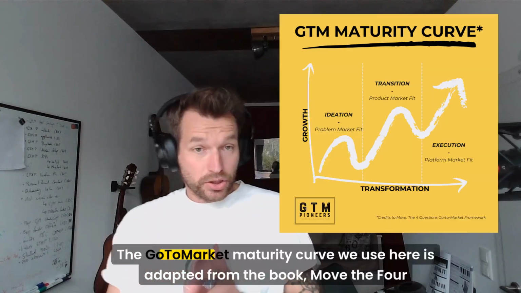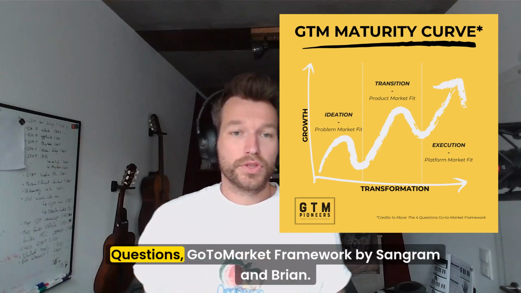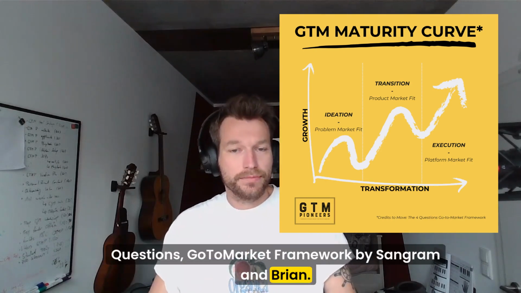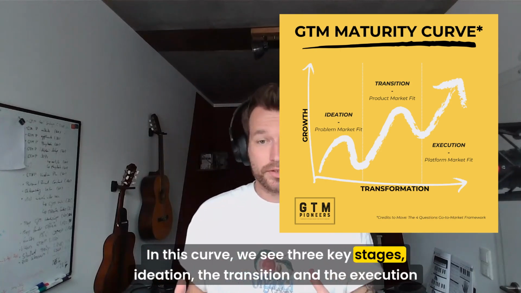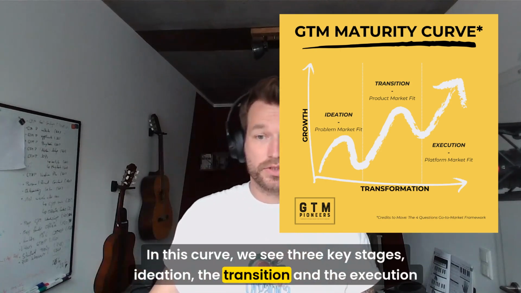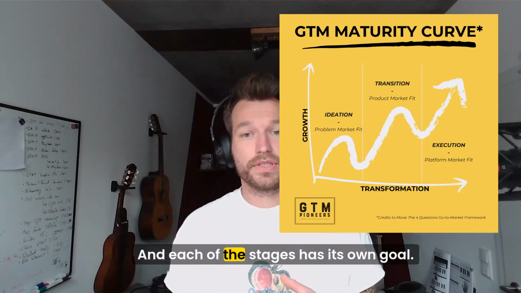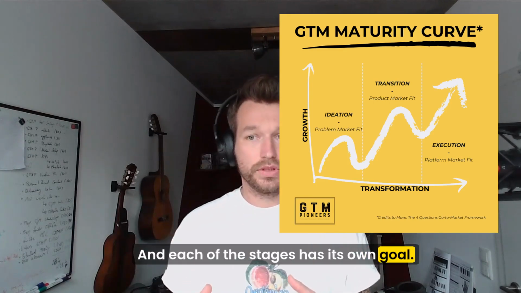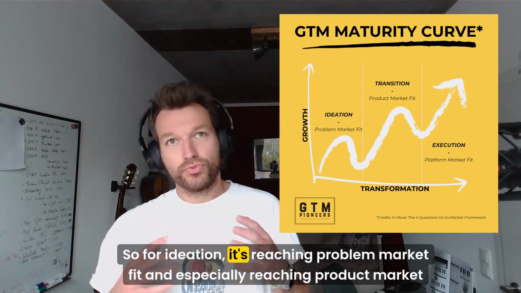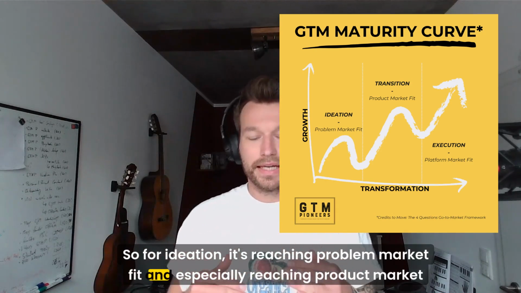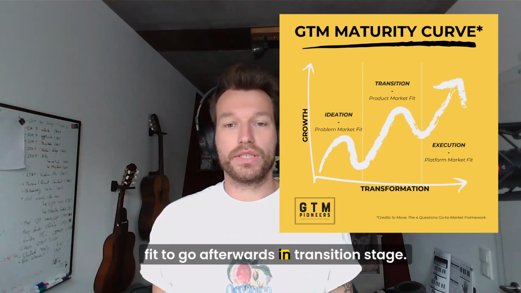All right. The go-to-market maturity curve we use here is adapted from the book Move: The Four Questions Go-to-Market Framework by Sangram and Brian. In this curve, we see three key stages: ideation, the transition, and the execution stage. Each of the stages has its own goal. For ideation, it's reaching problem market fit, and especially product market fit, to go afterwards into the transition stage.